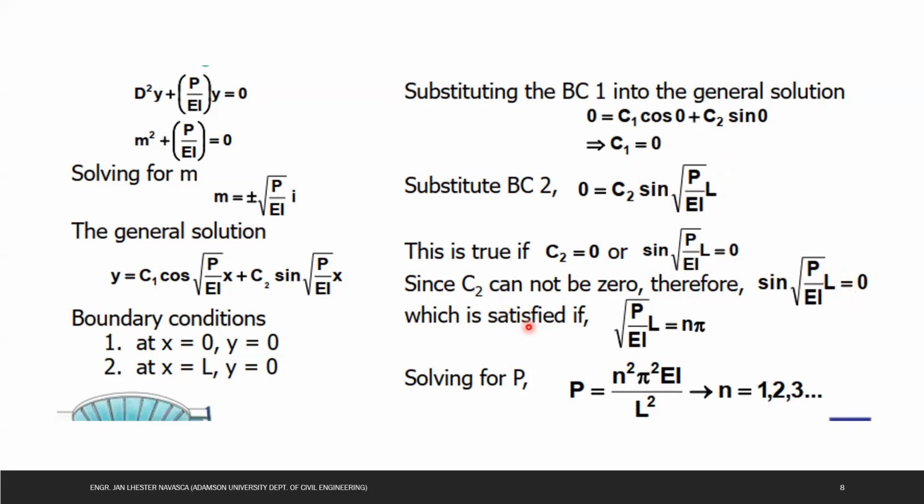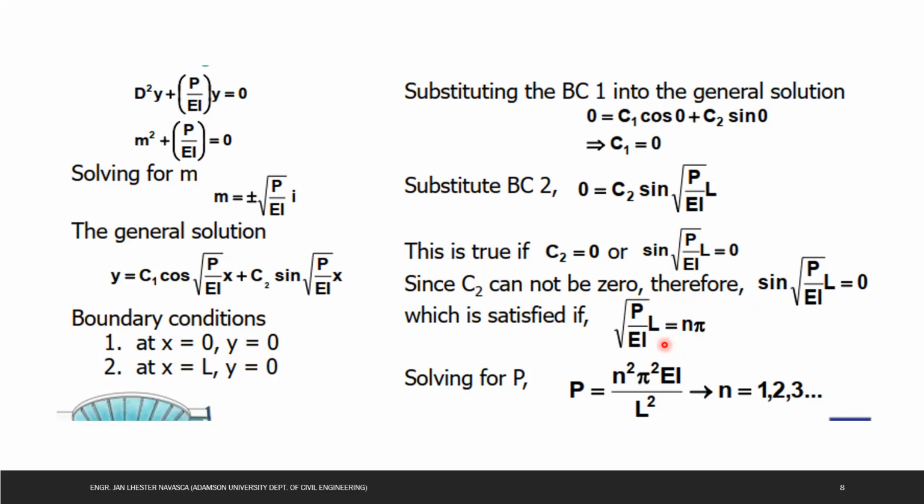This is satisfied if, taking the inverse sine of both sides, we have sine inverse of 0. If you recall, the sine inverse of 0 is pi. Then since we are rotating, we have to indicate the value n, from n equals 1, 2, 3. Therefore, we have the square root of P over EI times L equals n pi.